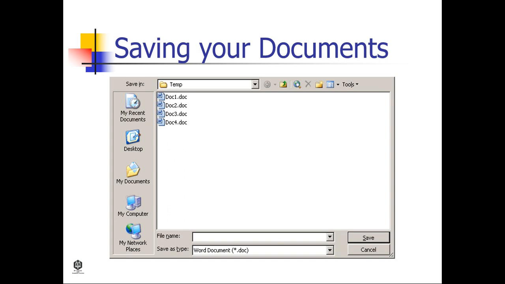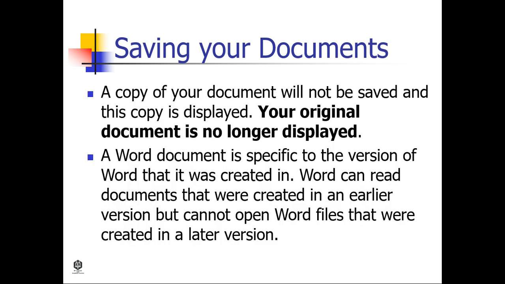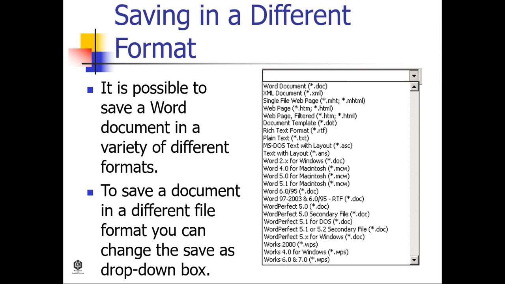So here's a sample of saving your documents. When you save under a new name, a copy of your document is saved and this copy is displayed. Your original document is no longer displayed. A Word document is specific to the version of Word that it was created in. Word can read documents that were created in an earlier version but cannot open Word files that were created in a later version.